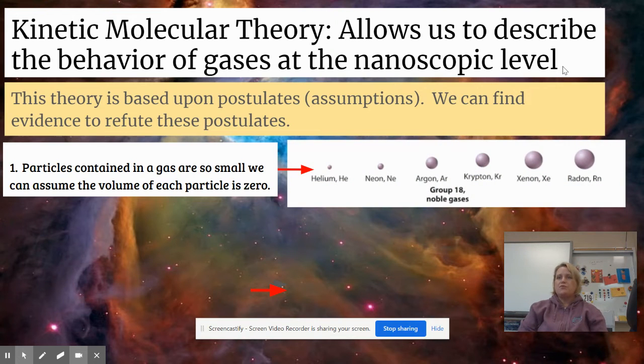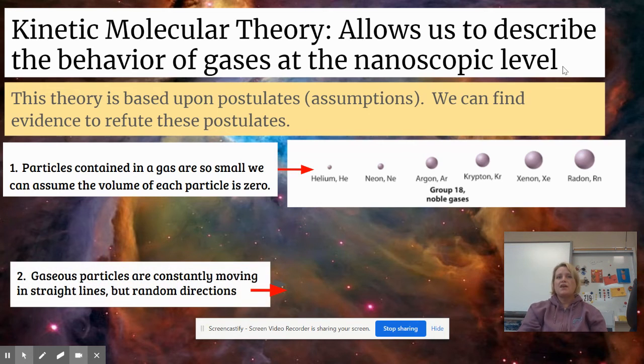Here's a graphic of your noble gases. We know for a fact that the volume increases as you go from helium to radon. So we know that they all have different volumes. And so possibly the volume of those gases could impact how those gases behave. Here's your second postulate. Gas particles are constantly moving in straight lines, but random directions.